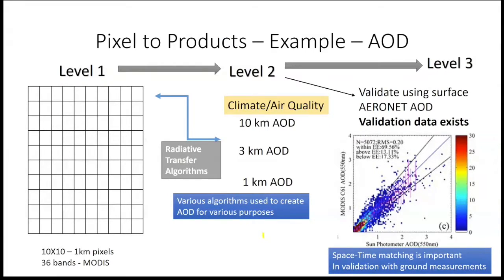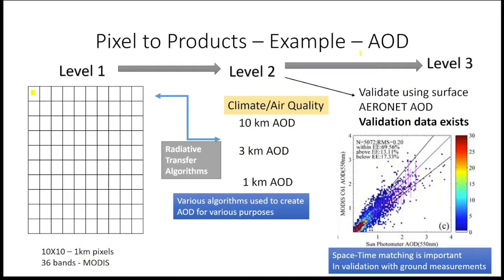So, pixel to products. I realize I'm at the 45-minute mark, so I'm going to see if I can wrap this up as quickly as I possibly can before the hour. Here's level 1 data. Hopefully everybody is familiar now with what level 1 data is. This is swath level data, and this is a pixel at either 250 meter, 30 meter, whatever this is, and this is the swath width.